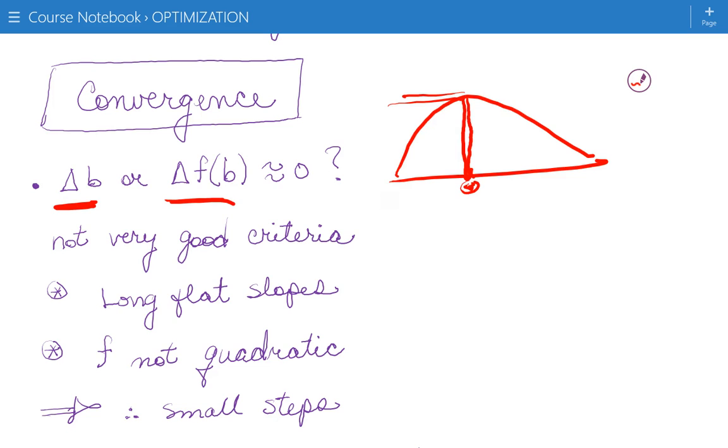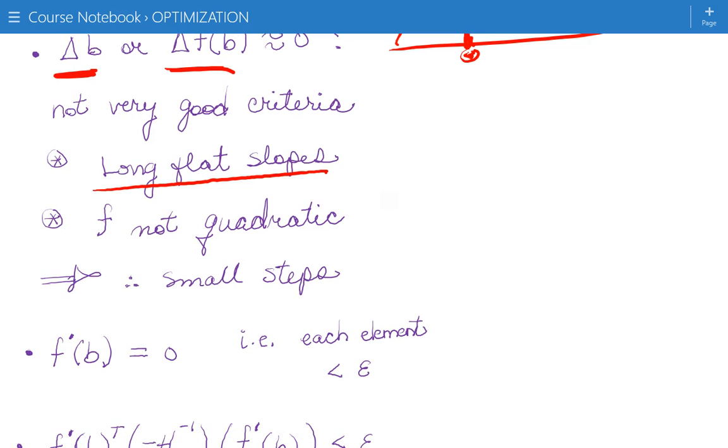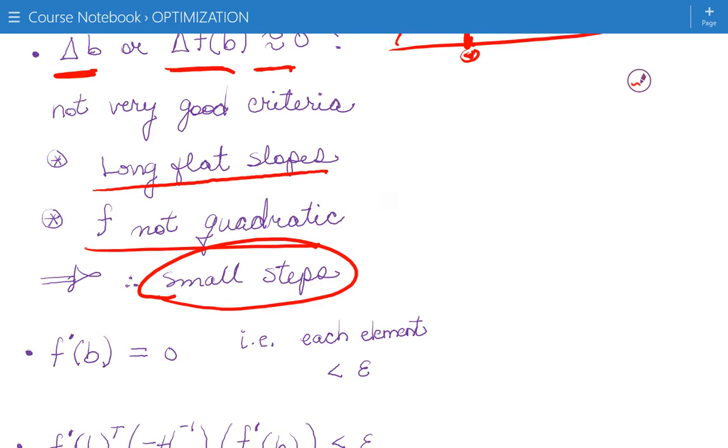Or we look in this direction and see that f is barely changing. It's not a very good criterion, however, because if it's a long, flat slope, you can end up not being able to identify whether you are near the top or just plotting very slowly. If f is not quadratic, we might be taking really, really small steps, and essentially it looks like we're having very little improvement in our function or beta.